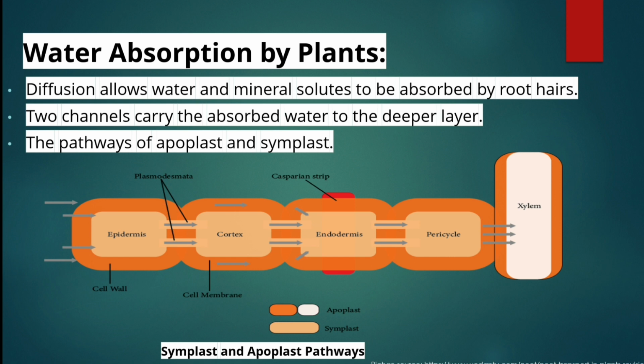Suppose this is the plant root. At first the cell wall, epidermis, then cortex, then endodermis, then pericycle, then xylem. So there are two pathways through which water can enter into the xylem: one is through the cell, and one is through the intercellular spaces or dead tissues.